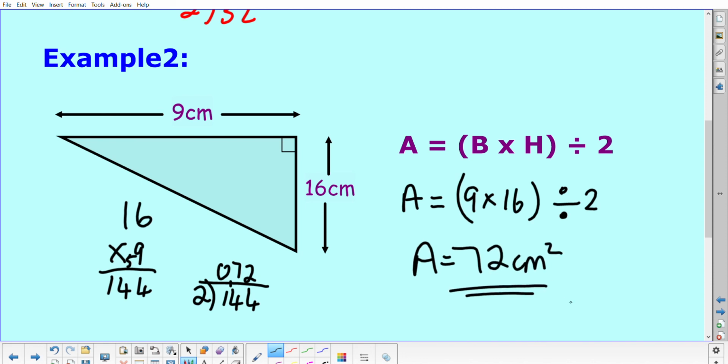And that's what I'll be looking for. I want to see the formula, I want to see the numbers, I want to see the working, and I want to see the units there. So you're going to practice that yourself on the worksheet. But make sure that you copy these examples down, and also a little note of the formula.